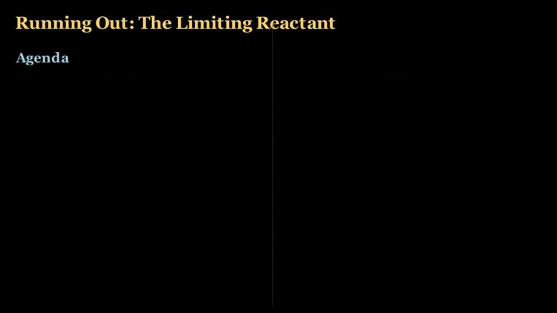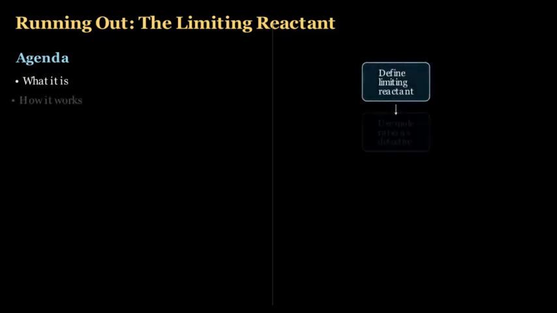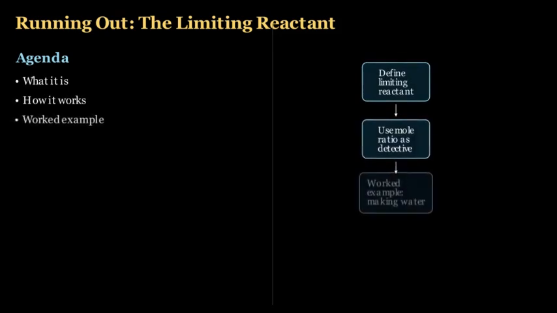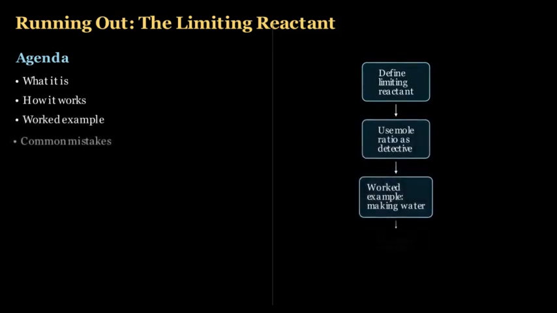Here's the plan. First, we'll define what a limiting reactant really means. Then we'll see how the mole ratio from the balanced equation acts like a detective, sniffing out which reactant runs out first. We'll walk through a concrete example making water, flag the mistakes that trip people up, and finally peek at how to calculate the leftover excess.